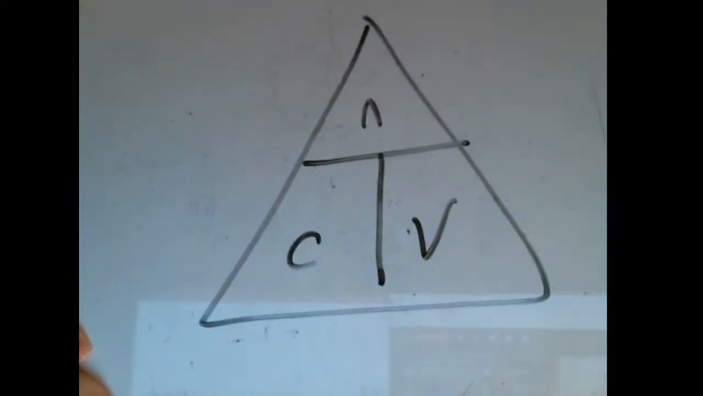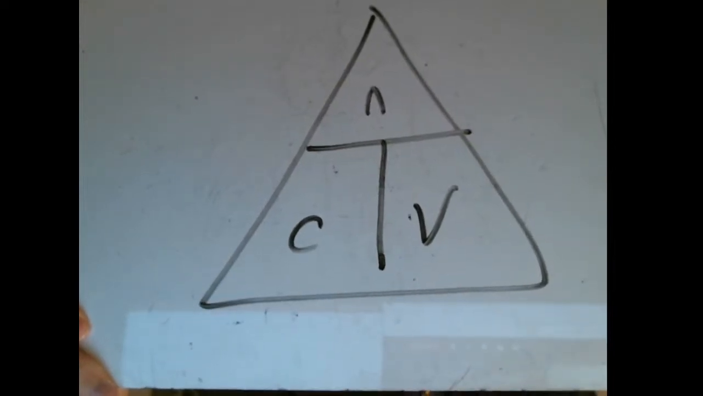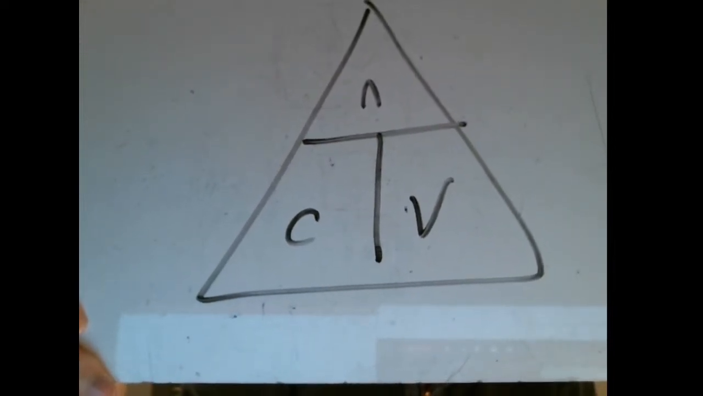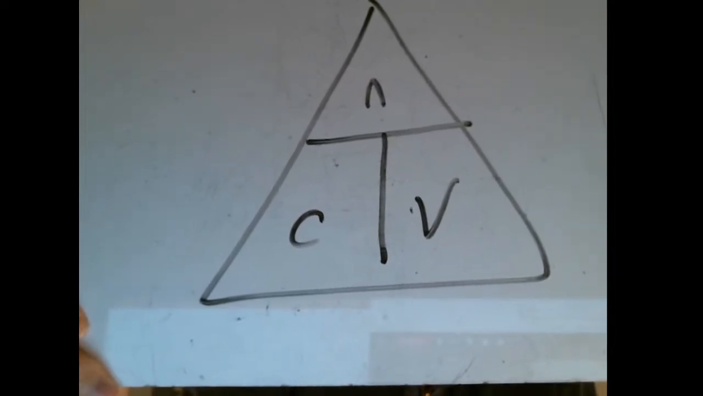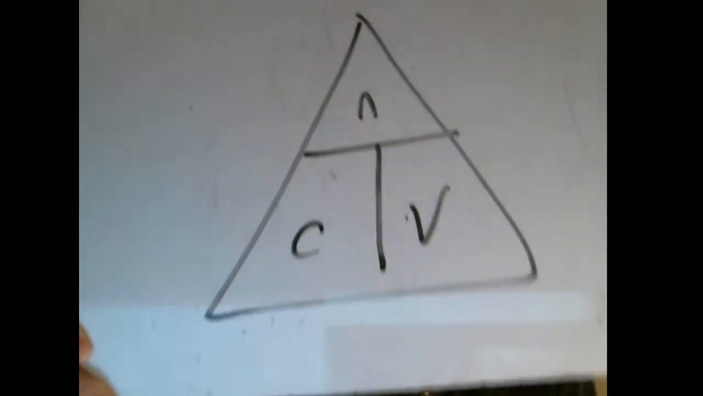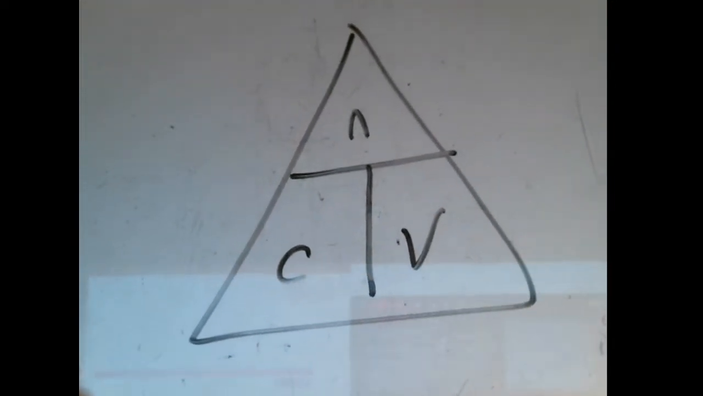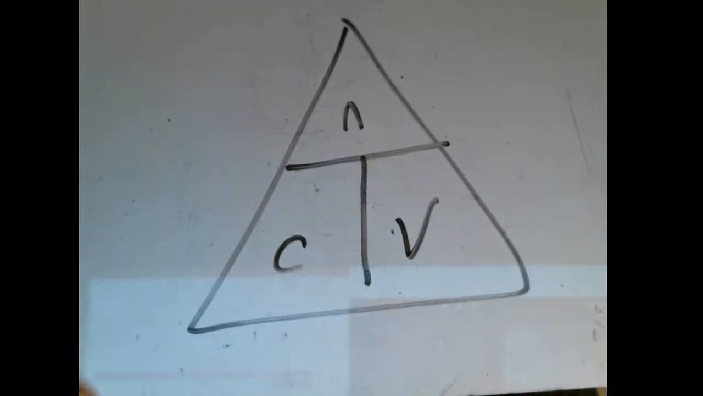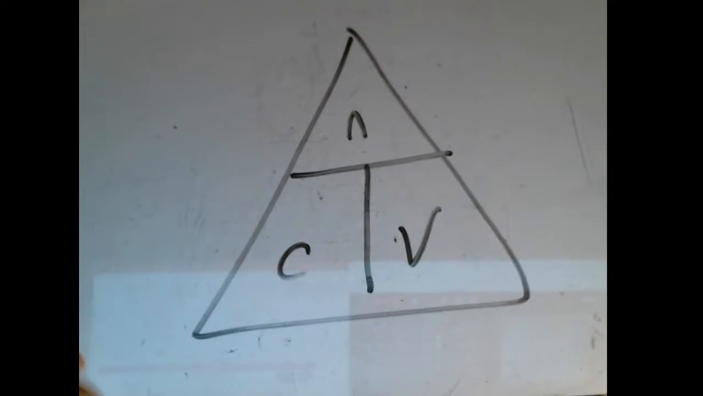Okay, there's our triangle. So N is just our amount in moles, so the number of moles. Then our concentration is the C, and V is the volume. So the amount in moles is the concentration times the volume. If you know this triangle, then you're halfway there to answering any of the calculation questions, because all we do is we just use this same triangle over and over again.